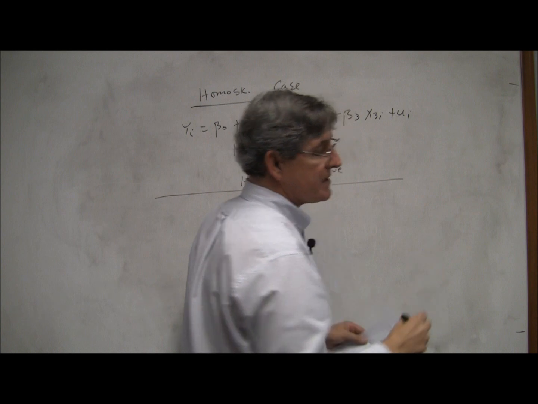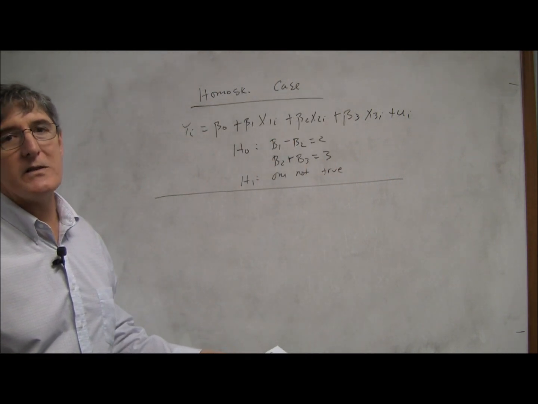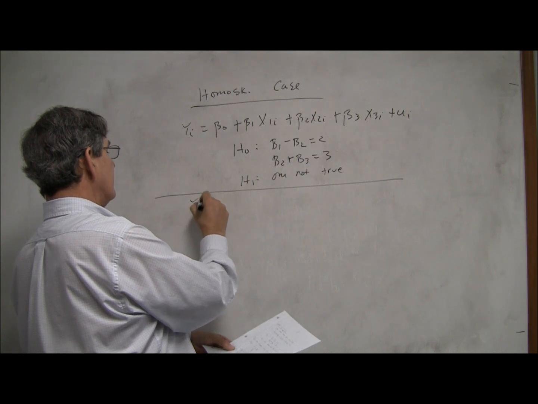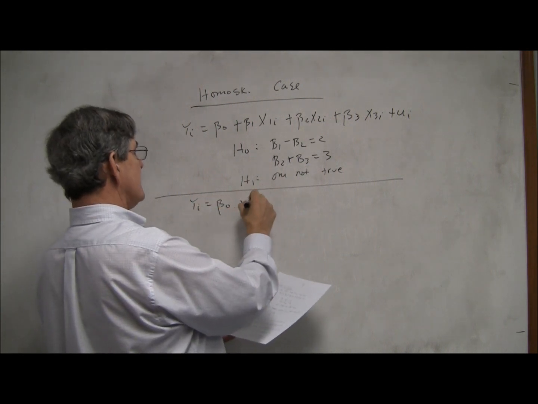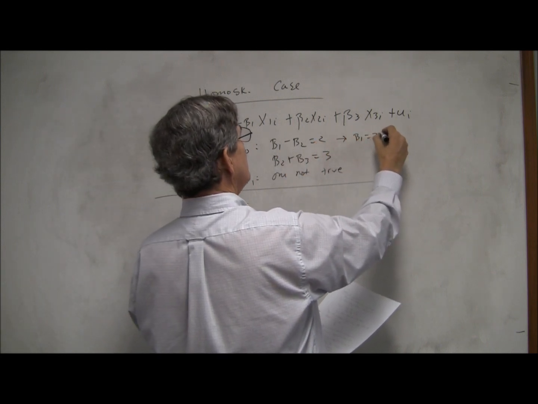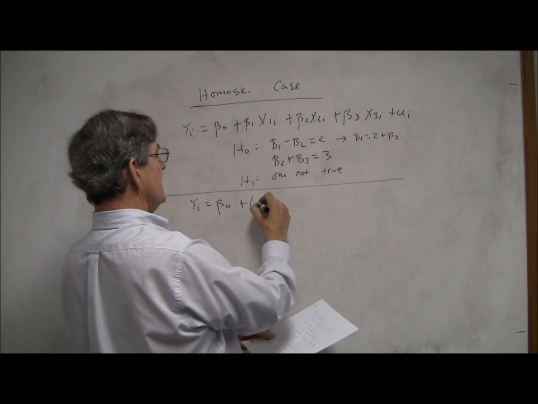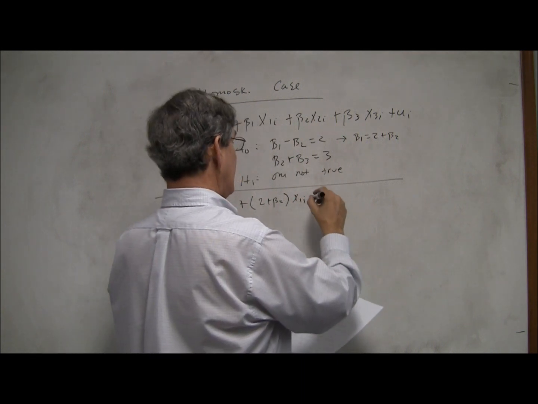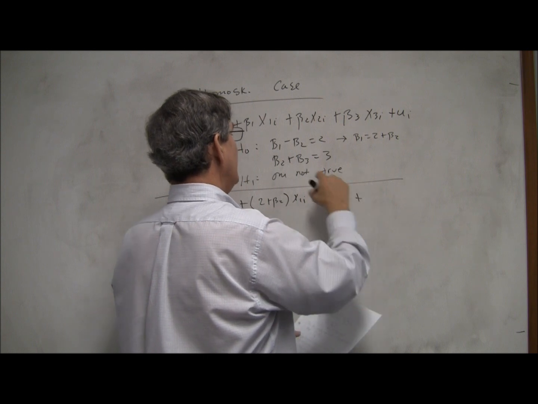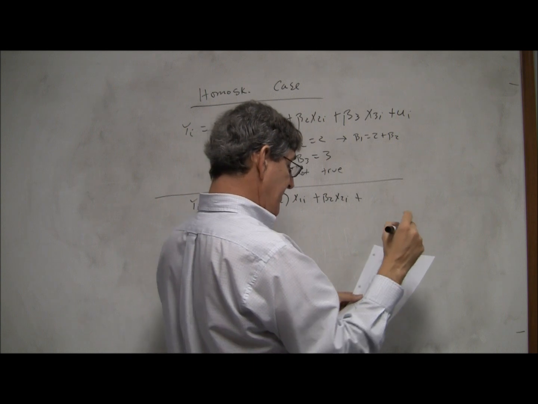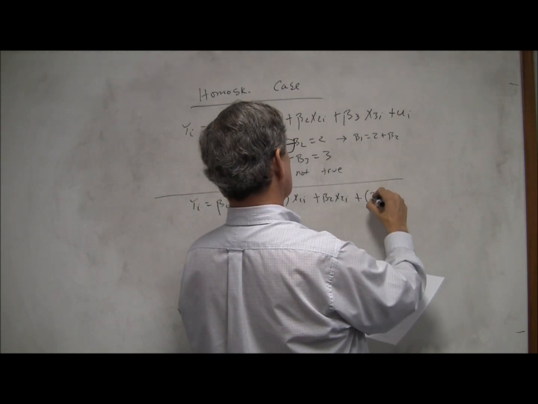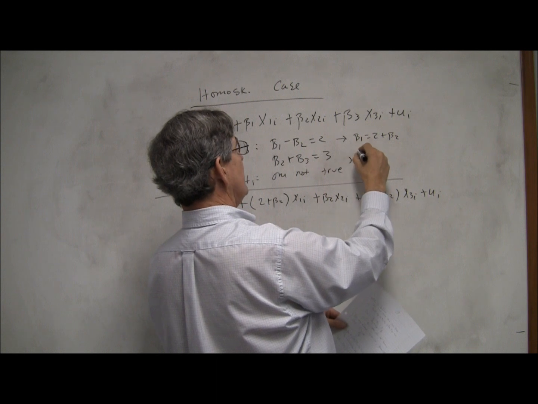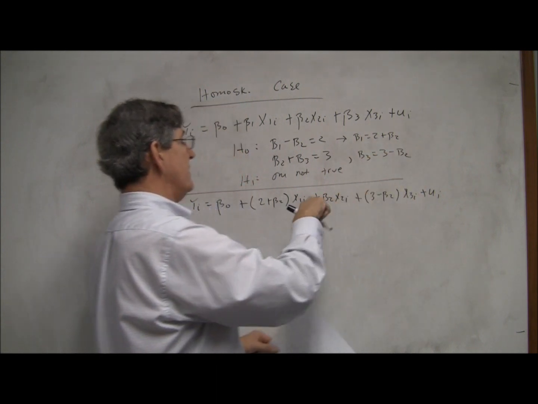So we're just going to use that restricted, unrestricted model approach that only works in the homoscedasticity case. What you do is you just impose the restriction. So yi equals beta 0 plus, this says that beta 1 equals 2 plus beta 2. So plus beta 1 is 2 plus beta 2 x1i plus beta 2 x2i, and then sub in for beta 3 here, plus 3 minus beta 2 x3i plus ui. So this is the same as beta 3 equals 3 minus beta 2. So I've imposed the two restrictions.